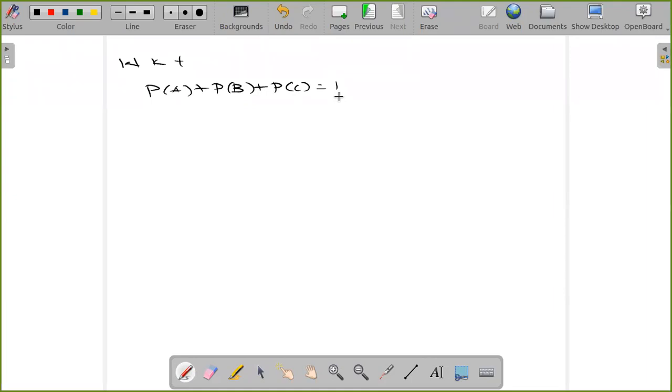Why have I written it in this way? Because the sum of all the probabilities is equal to 1. We know that. Now I want to find P of A, P of B, P of C. How has it to be found? By solving simultaneous equations.